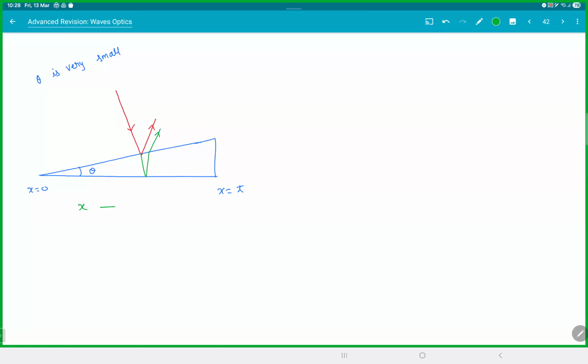So let this distance be x. Then this distance will become x tan theta and x tan theta. So we'll assume this distance is x tan theta. Same story. So this ray will have a phase difference, because you're hitting from air to glass. So this will have a path difference of lambda by 2. This is denser to rarer. So this will have a path difference of 2 mu x tan theta.